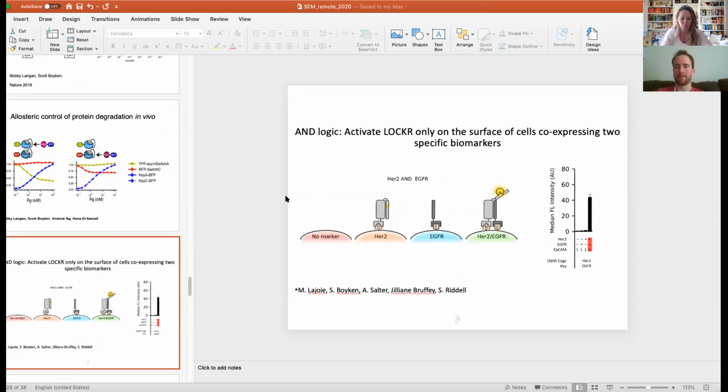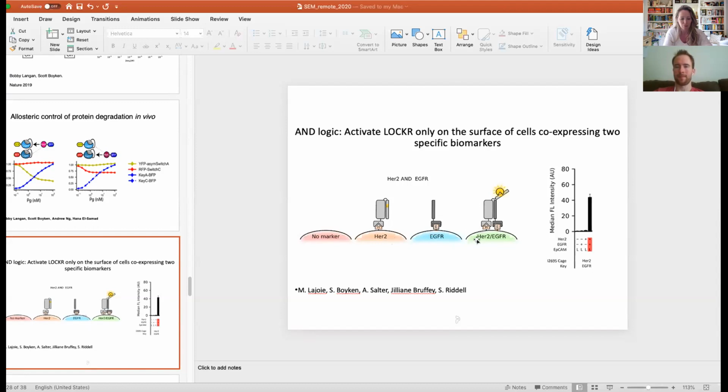Another example using this system is calculations on the surface of cells, for the situation where, say, you want to recognize cells that have two biomarkers, say HER2 and EGFR, but not just a single one. For example, if you want to have more precision in an anti-cancer therapy. So if we target the cage to one of these biomarkers and the key to the other, nothing happens.